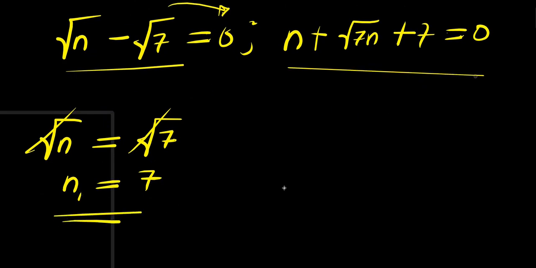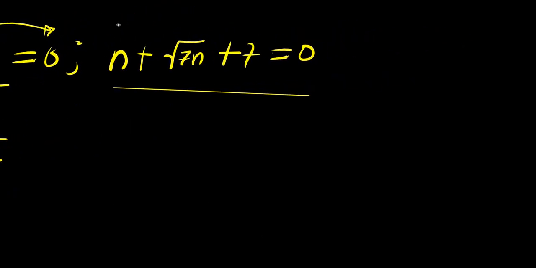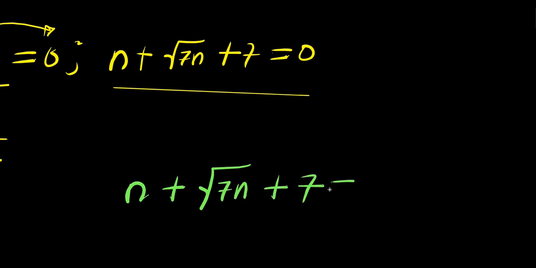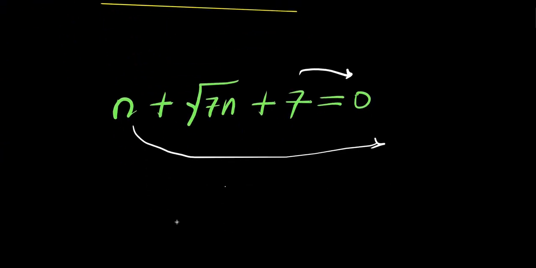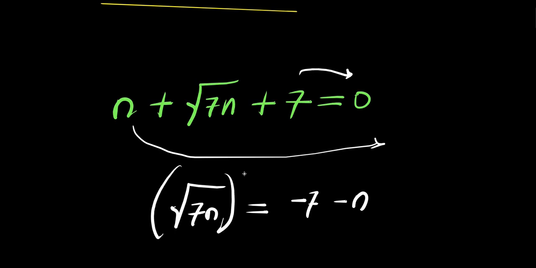We need to also solve this to find the other values of n. We have n plus square root of 7n plus 7 equals 0. Now from here, you can move this over here, you also move this over here. So we are going to be left with square root of 7n equals negative 7 minus n. Now the square root here, we take the squares of both parts of this equation.